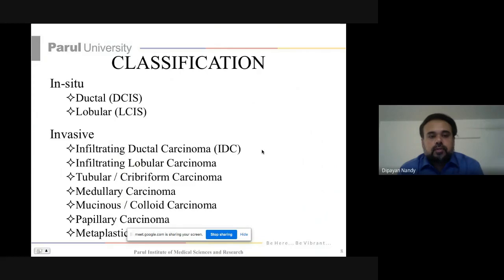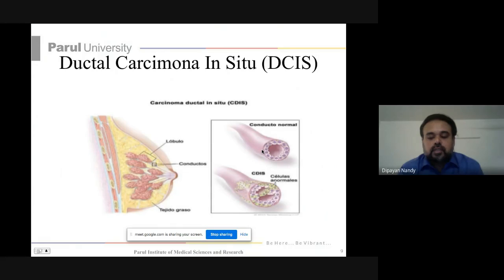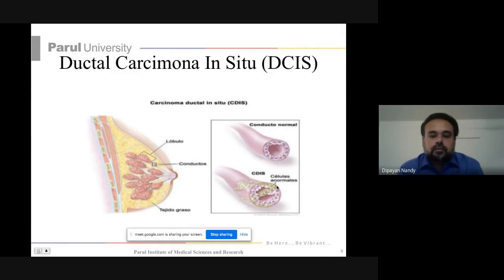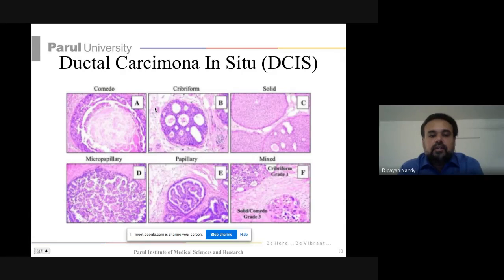So now let's proceed with the pathological discussion. Ductal carcinoma in situ is more common than lobular carcinoma in situ, so we'll just discuss it. As I told you, the basic thing is that malignant cells form from the epithelial lining of the ducts and start forming a carcinoma, but the membrane is not breached. For academic purposes, it is further classified into comedo, cribriform, solid, micropapillary, papillary, and mixed types.